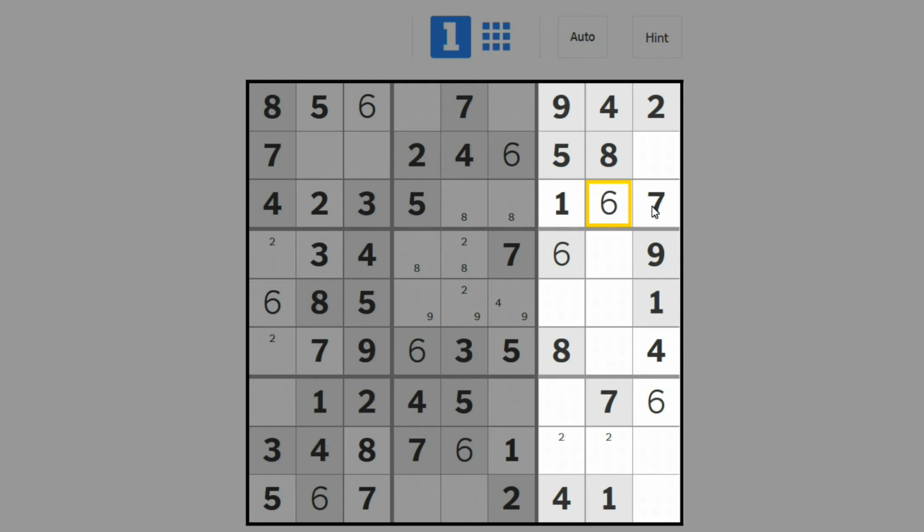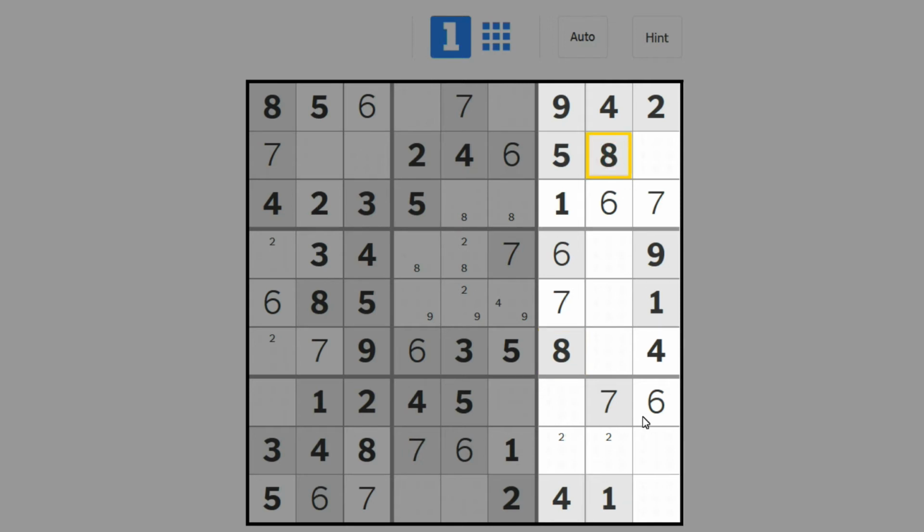And then we have the number 7. We have a 7 on the right, a 7 in the center. So there has to be a 7 on the left, and the only cell for that is here. Okay, number 8. We have an 8 on the left here. We have an 8 here in the center.